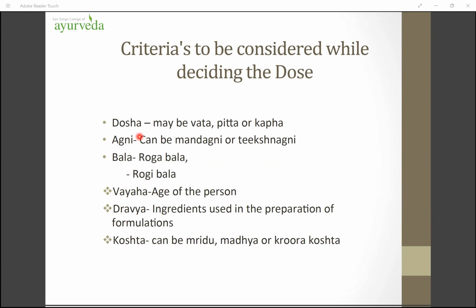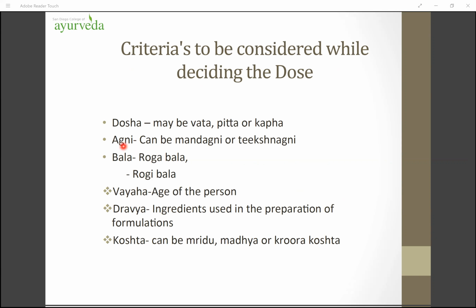The next thing that you have to keep in mind is the agni. So you need to examine and see whether the person has manda agni or tikshna agni, or if the agni is sama agni or vishama agni.